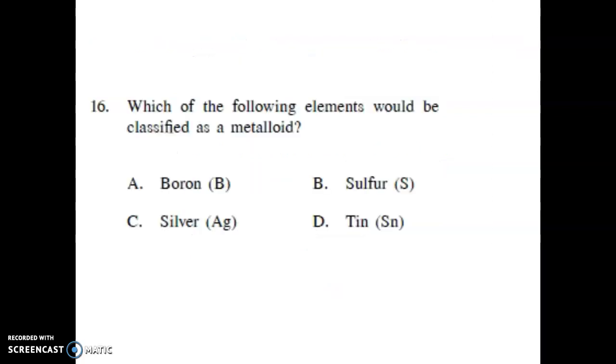Question 16. Which of the following elements would be classified as a metalloid? A. Boron, B. Sulfur, C. Silver, or D. Tin?